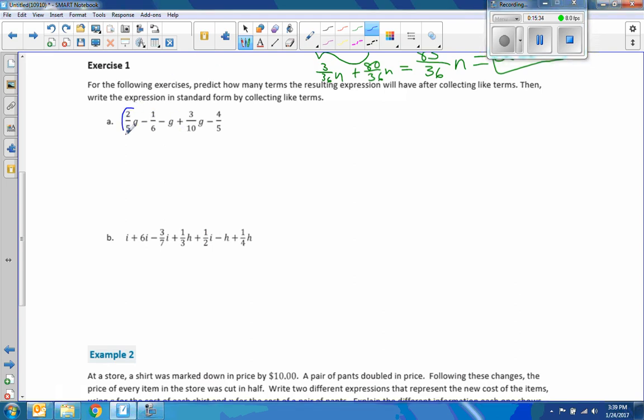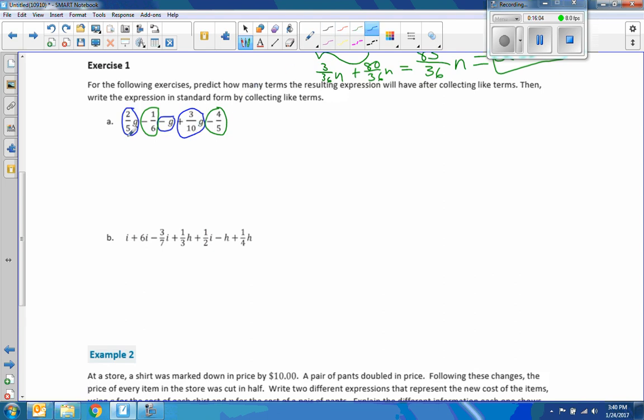Okay, first thing I do when I'm working on one of these problems is look at all the terms. So I see a term that has a variable g. Then I see a term that has no variable, so that's called a constant. Then I see another term that has a g. And then I see another term that has a g. Everything I circled in blue are like terms. 1/6 is a constant, and 4/5 is a constant. They are like terms. I can combine those.